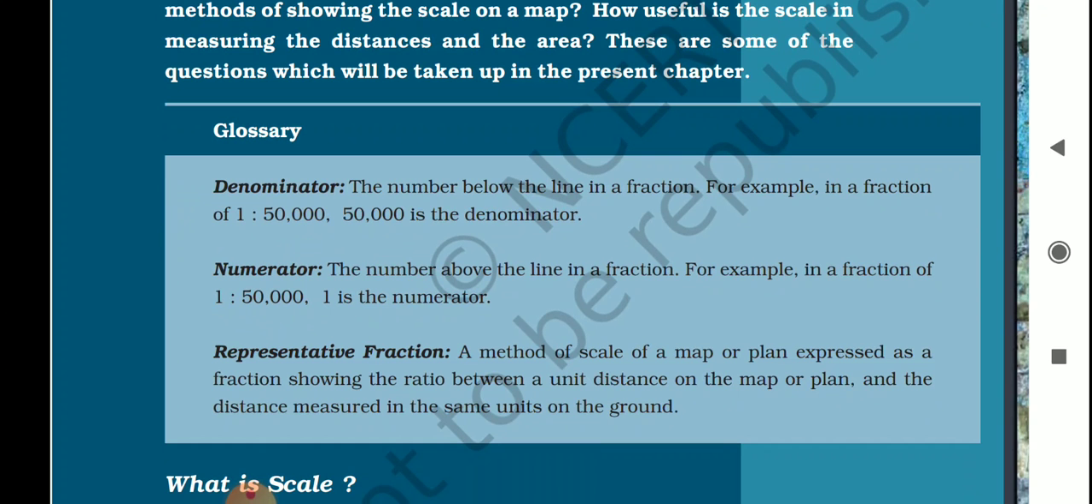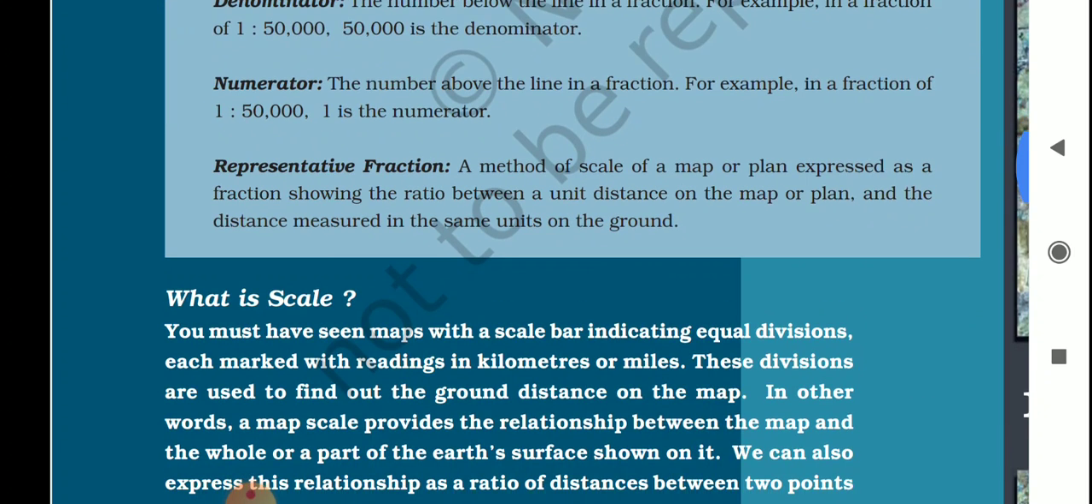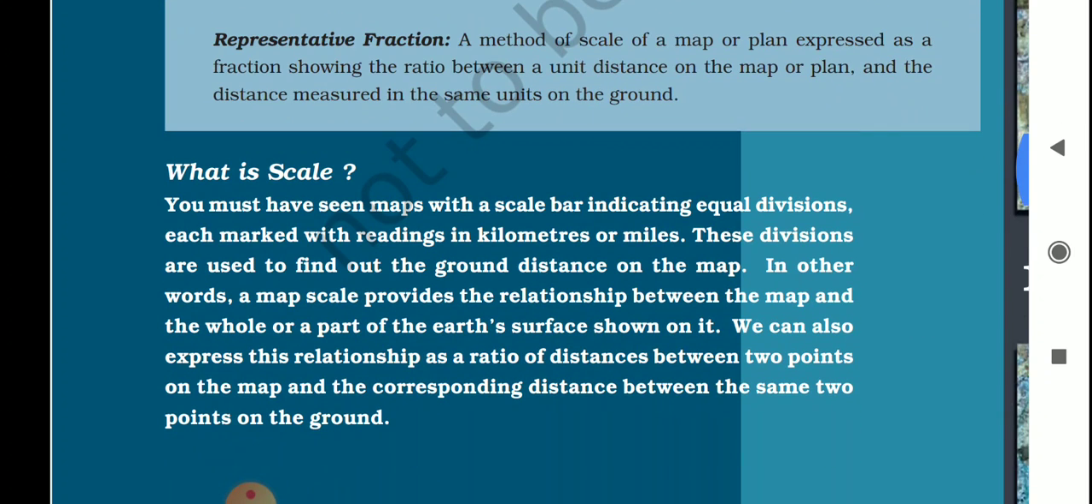Next is representative fraction. This is a method of representing a scale in a fraction, showing the ratio between the distance on a paper and the actual distance on the ground, right? So first, the topic is: what is a scale.